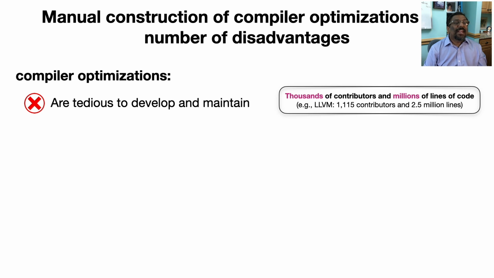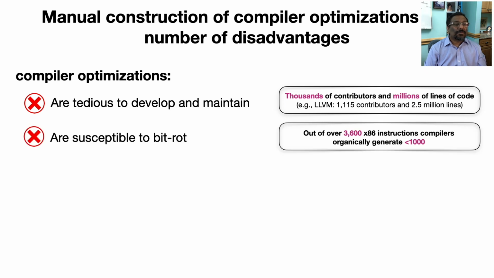First of all, maintaining and developing compiler optimization is very tedious. If you look at something like the LLVM compiler, it has a huge number of lines of code and thousands of contributors. In fact, it's one of the most complex software systems out there. Also, compilers are susceptible to bit rot. When you have that large a code base, it's hard to keep changing it.